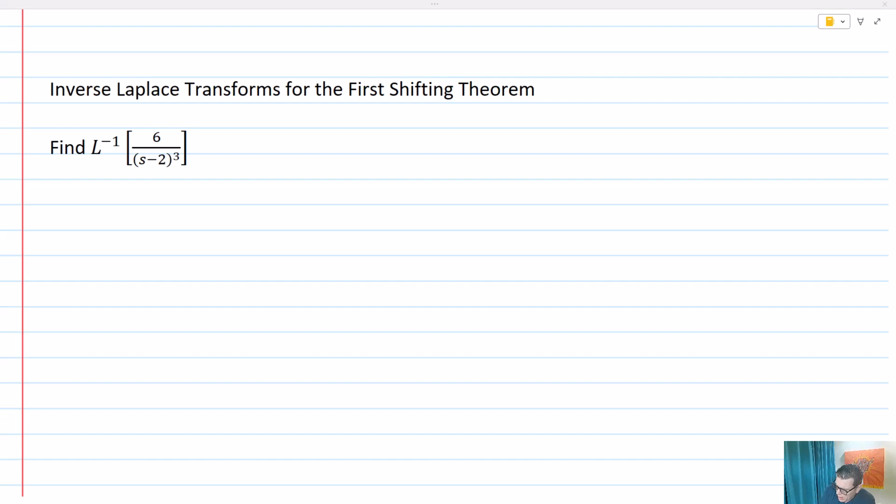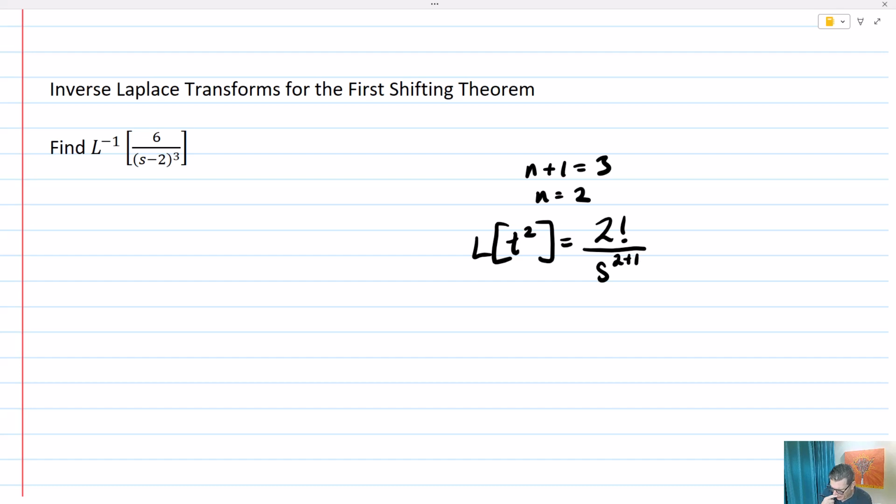So I've got here that if n plus 1 equals 3, then n is going to equal 2. So what it looks like I have is the Laplace transform of t squared, which I know is 2 factorial over s to the 2 plus 1, which is s cubed. Now, the 2 that I have in there is going to be my a. So a is going to equal 2, and we're going to add that in for the first shifting theorem.